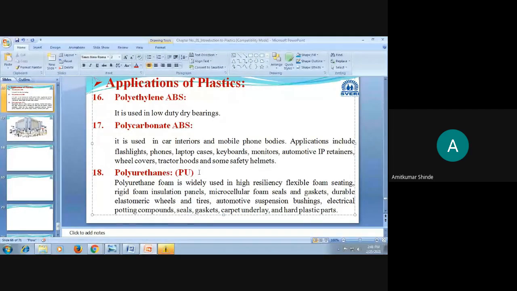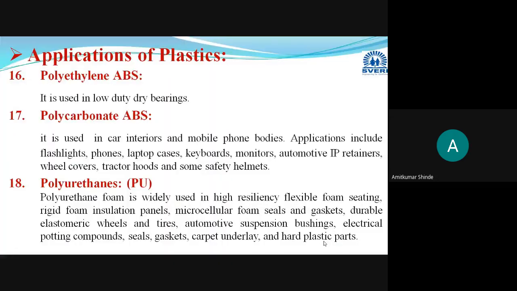Now, this polyurethane, lots of times you may have heard this name, that is PU foam. Whichever mattresses you are using nowadays, in that PU foam is there. Or in whichever sandals you are wearing, maybe you have heard this word PU. It is made from PU foam, or PU sole is there. It is nothing but the polyurethane.